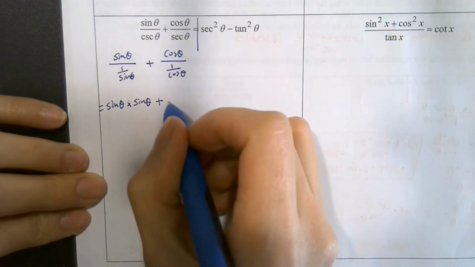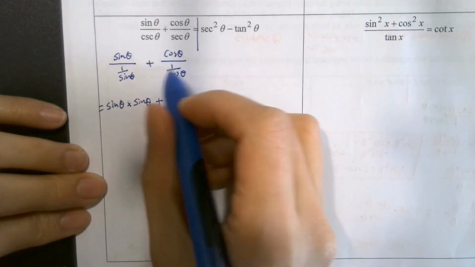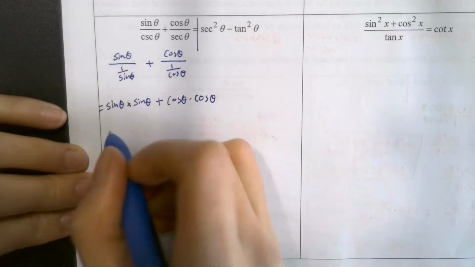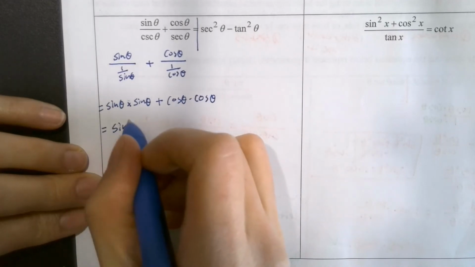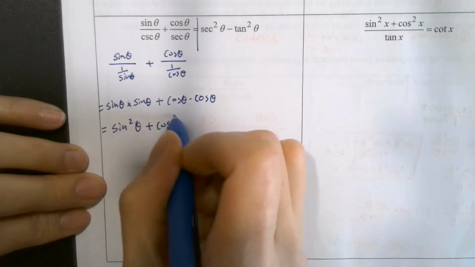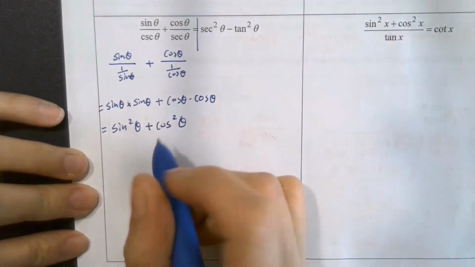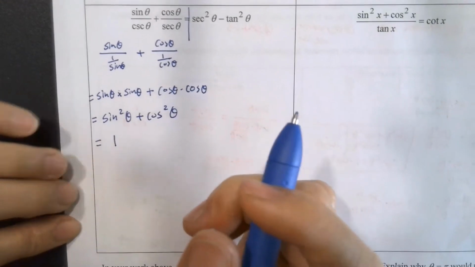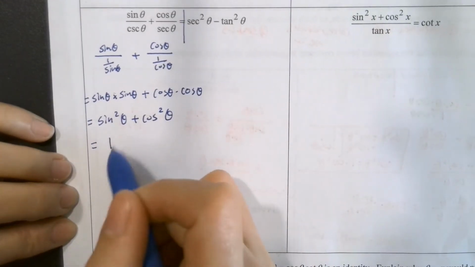Plus, same thing over here. Cosine theta divided by 1 over cosine theta, multiply by the reciprocal. I get times cosine theta. So I get sine squared theta plus cosine squared theta. When you get there, everyone's like, woo, 1. And then you're probably like, what? Is that where we want to get to?